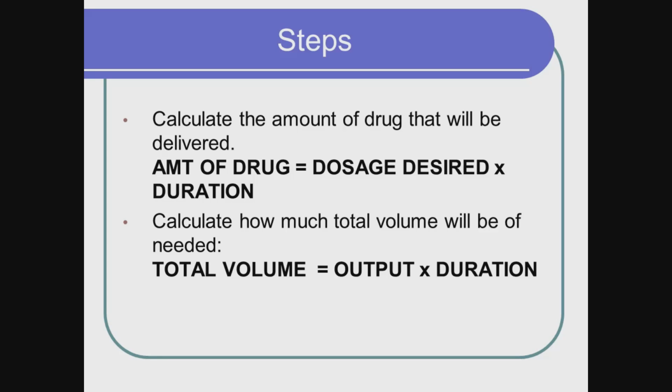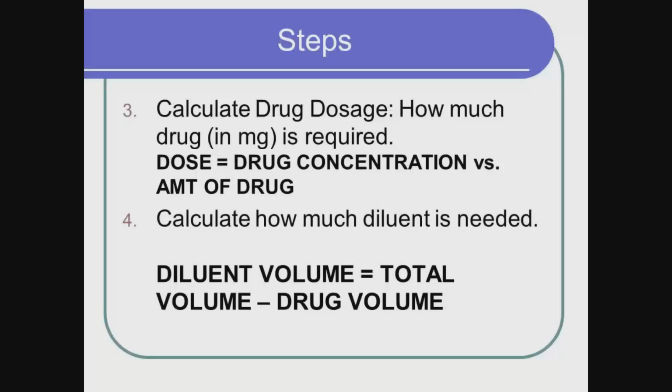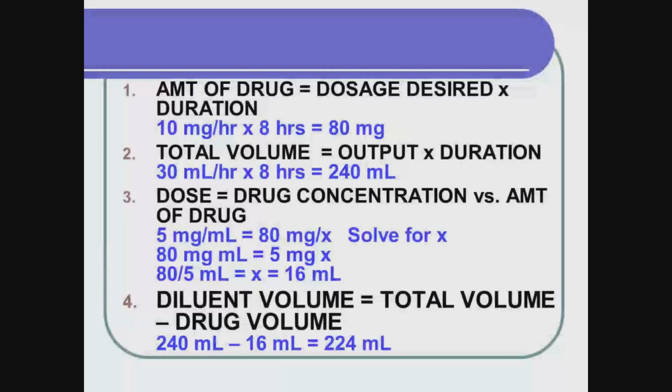Second step, we're going to figure out what the total volume would be, and that's the output of the nebulizer times the duration. Third step, how much drug? It's a drug concentration in milligrams. And then figuring out your diluent is how much total volume there is in that duration of time minus the drug volume. So let's go through these step by step.